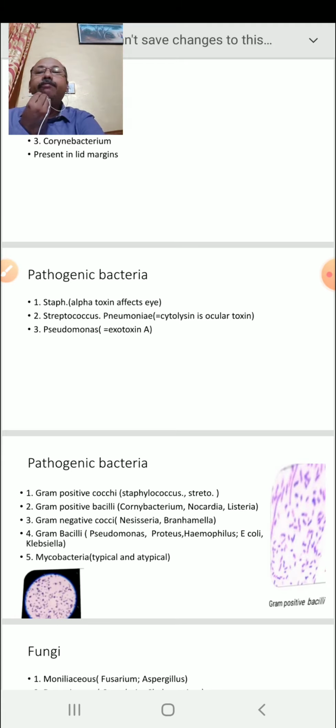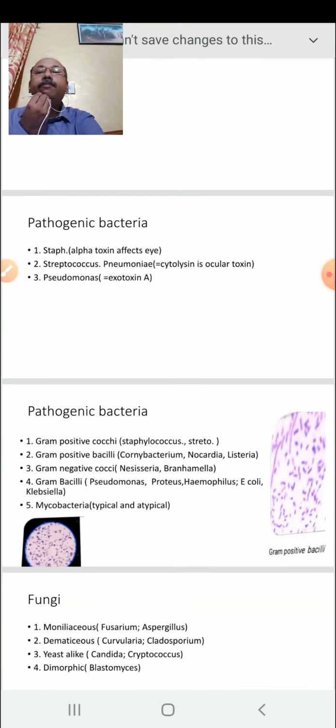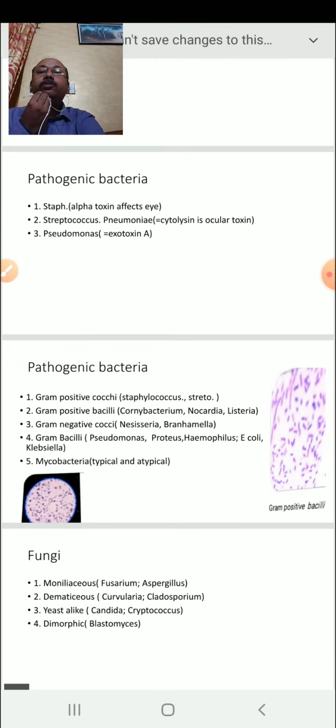Now, Staph or Staphylococcus liberates 2 or 3 types of toxins, of which alpha toxin is of our importance since this toxin affects the eye. Then comes Streptococcus pneumoniae, which liberates a special kind of ocular toxin called cytolysin, which is responsible for ocular damage. Then Pseudomonas liberates exotoxin A, which has a catastrophic effect on ocular structures.